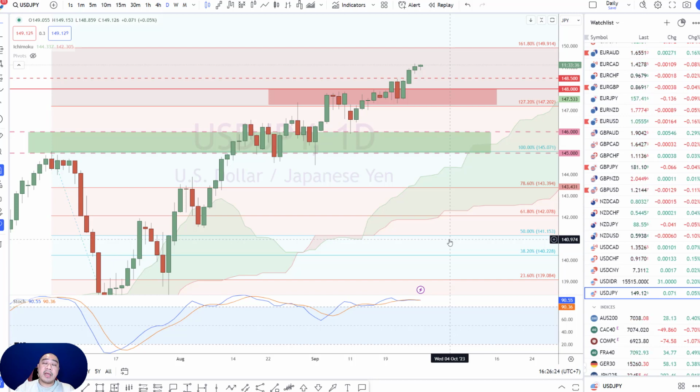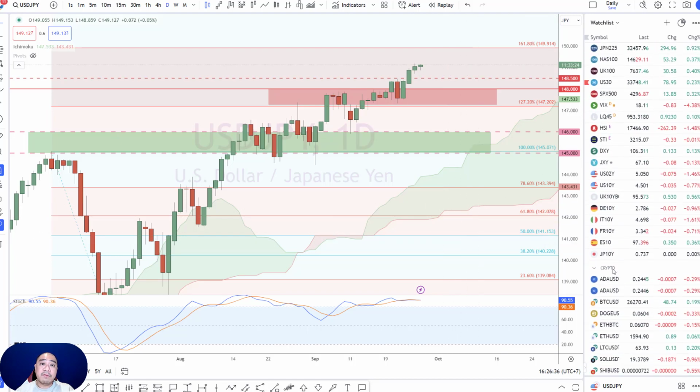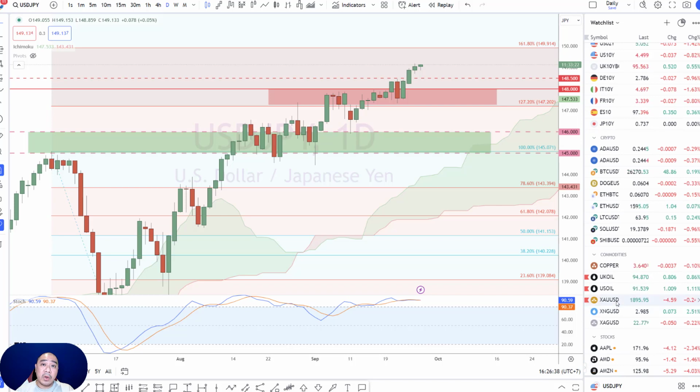So expect a spike in volume when price reaches 150, because a lot of people are going to be transacting around 150. A lot of them are probably going to be getting out of their long position just right around 150. Now, finally, I also want to bring out gold here.